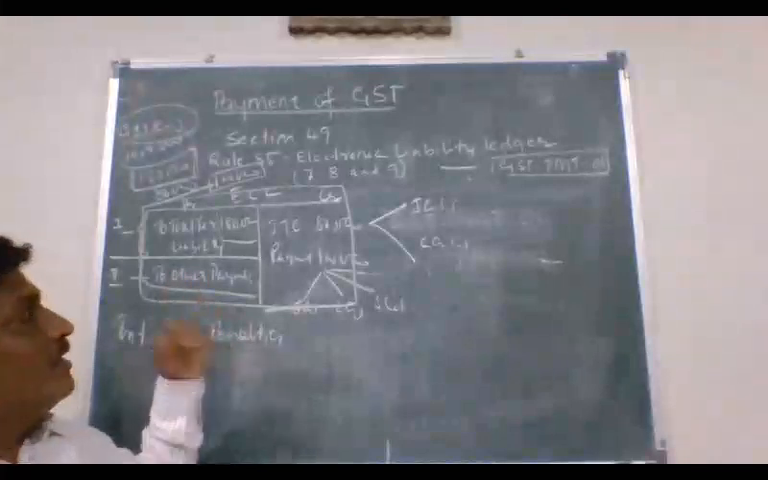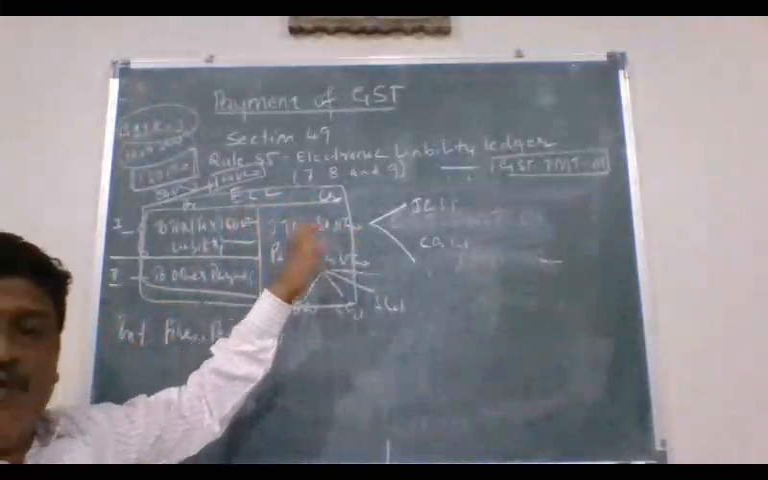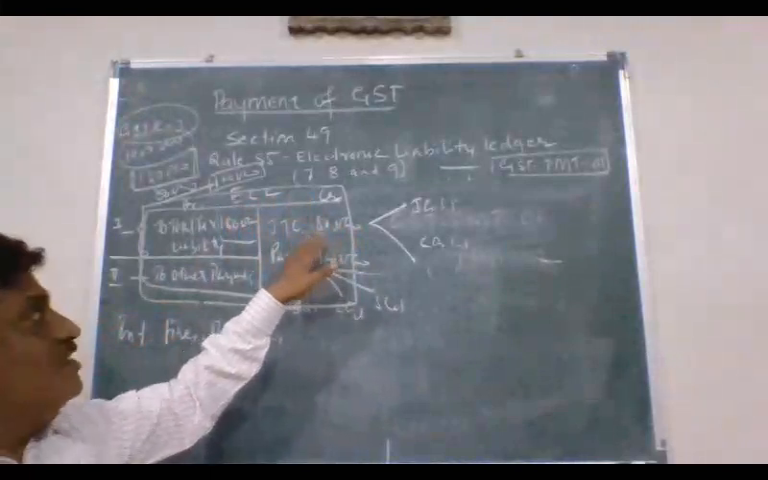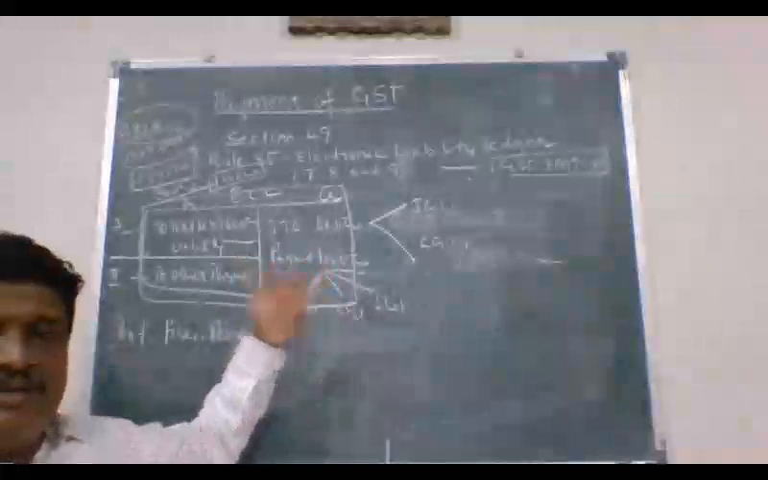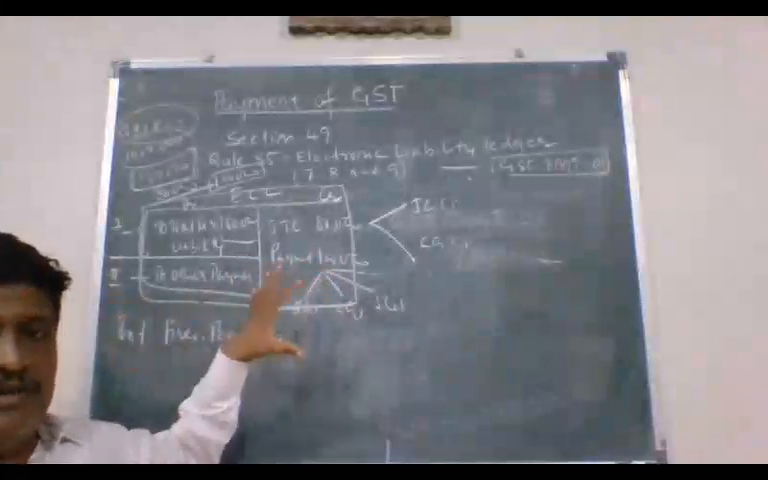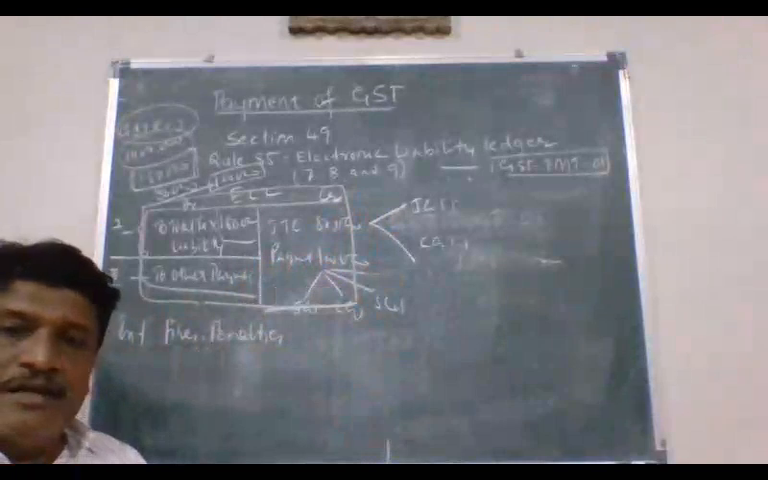Then coming to the next one, on the credit side of the electronic liability ledger, we are going to find the adjustment of the input tax credit and ultimately the final payment. So this is about the electronic liability ledger.